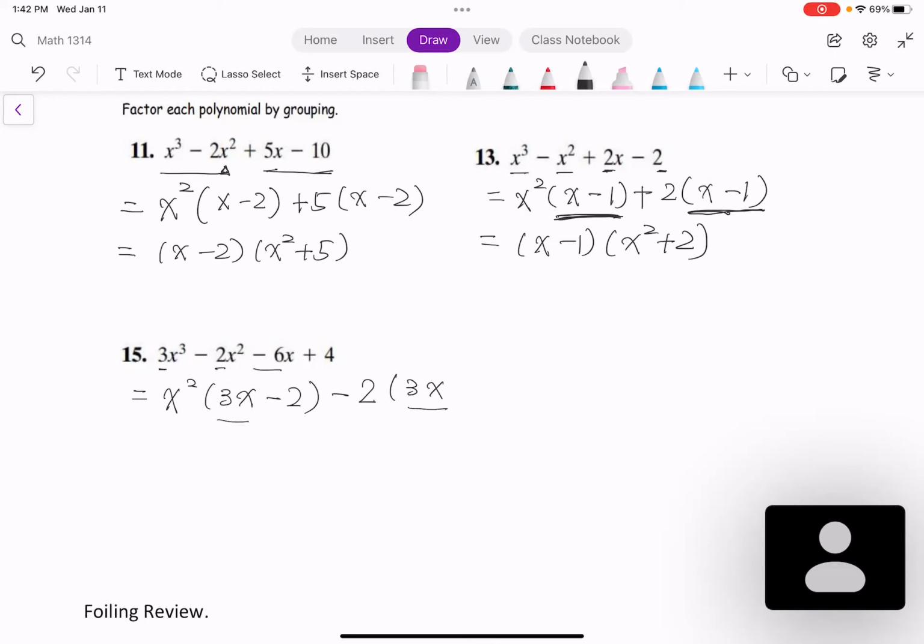Yes, they must be the same. And if I factor out the negative 2 from positive 4, we know that positive 4 equals negative 2 times negative 2. If I factor out the negative 2, I have the negative 2 left, minus 2. Factor out the 3x minus 2, we have x squared minus 2.